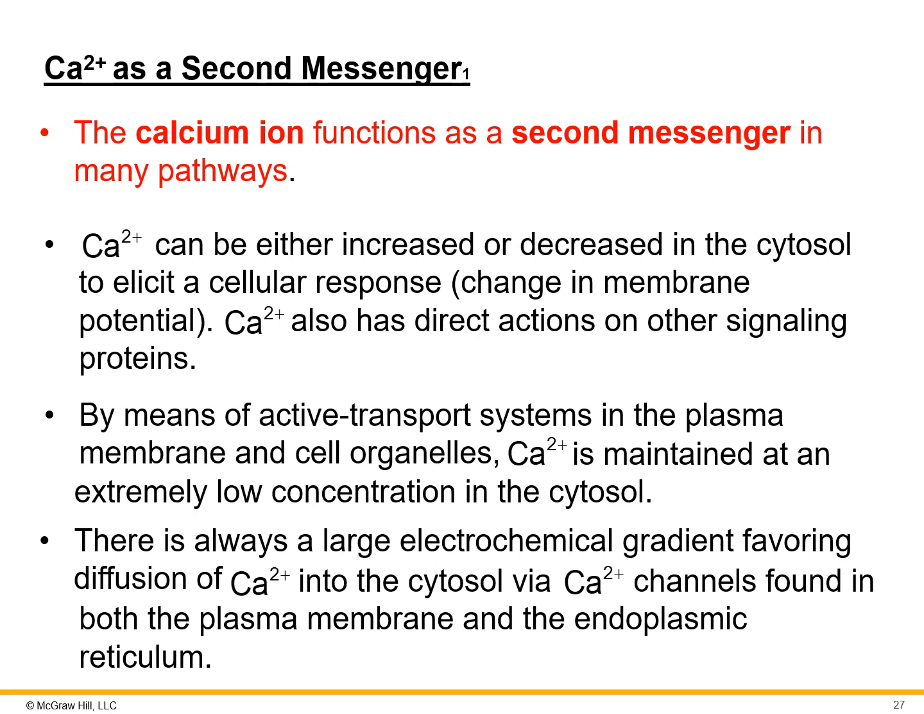By means of an active transport system in the plasma membrane, which requires energy to pull calcium out, calcium is maintained at an extremely low concentration in the cytosol. There's always a large electrochemical gradient favoring diffusion into the cytosol, because if you have a low amount of calcium in the cytosol, you're going to have a higher amount outside of the cell. Therefore, when things move from a high to a low concentration, that's the natural diffusion process. How do they get in there? Through those channels found in both the plasma membrane and in the endoplasmic reticulum.